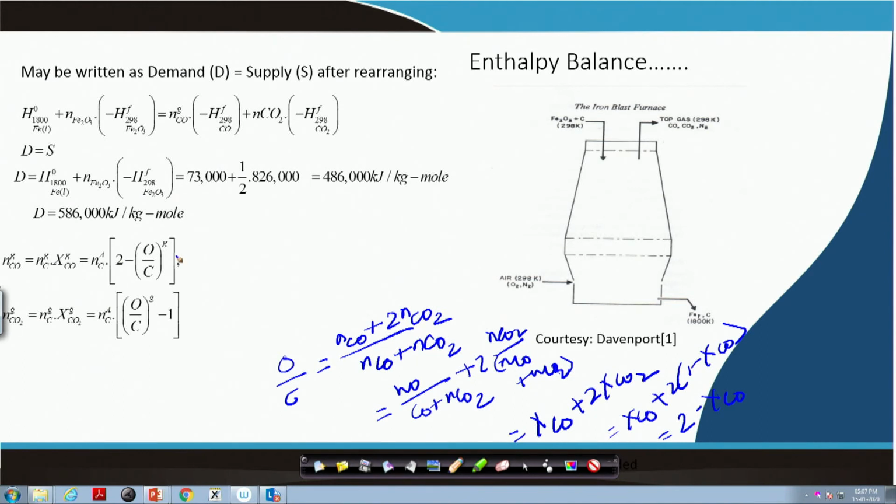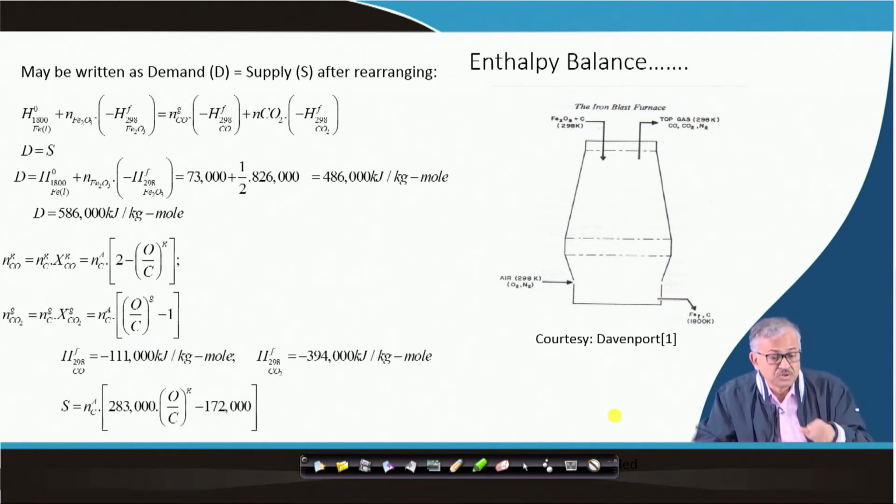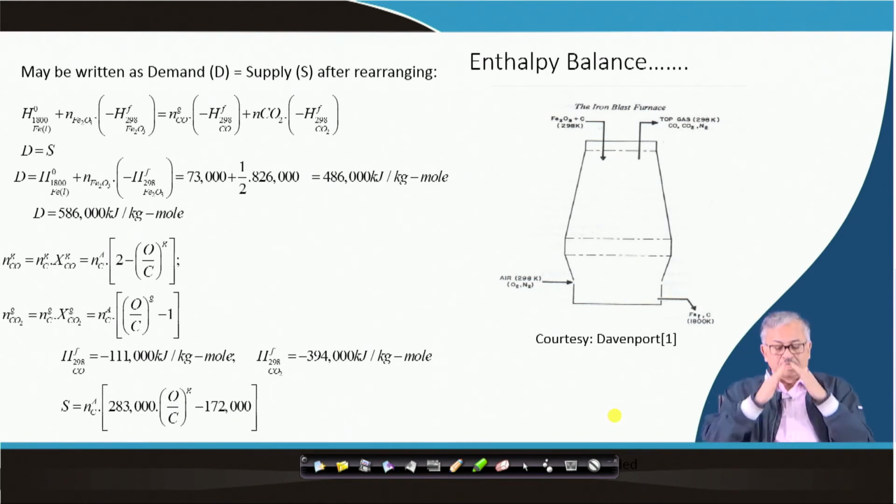You can simply do that, it is not a matter of things. And similarly, you can represent NCO2 as O by C minus 1. This is the way you can write. Now if you substitute all this, the heat of formation of CO is basically minus 111,000 kilojoule per kg mole, and similarly the heat of formation of CO2 is minus 394,000 kilojoule per kg mole, and then after algebraic manipulation you can write the source term in this form.